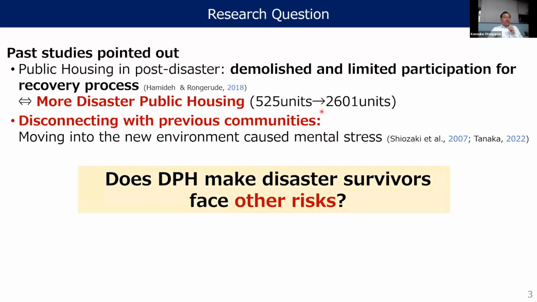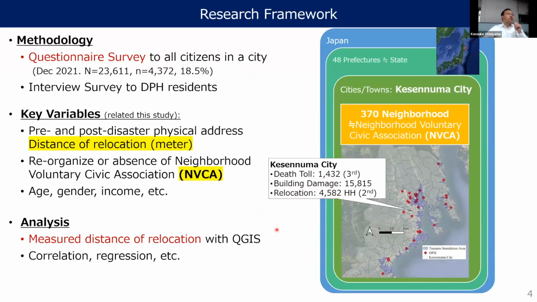So very simple, my research question is, does disaster public housing make disaster survivors face other risks? To answer this question, I did a questionnaire survey in one city, Kesennuma. The city was severely impacted. The tsunami killed more than 1,400 people, and 15,000 buildings were damaged.